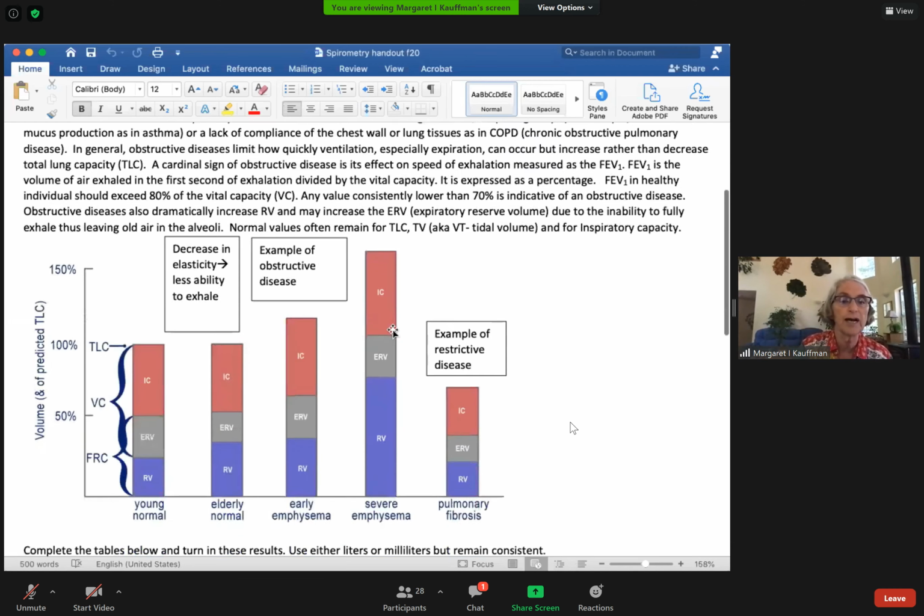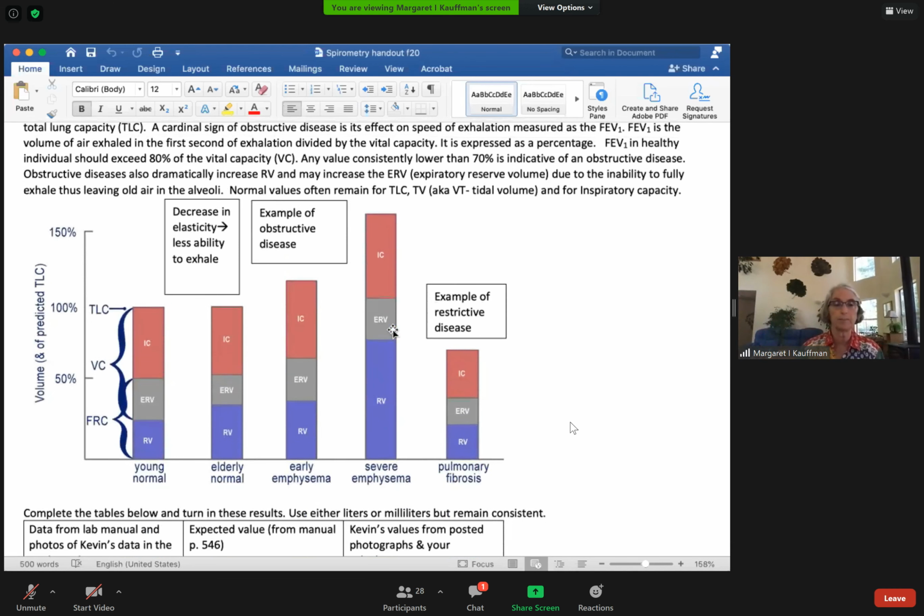Okay, so this graph I pulled out of a paper, and it's just showing you, don't worry about exact numbers here, but here's inspiratory capacity, the expiratory reserve volume, and the residual volume of a normal young person. And that makes their total lung capacity, right?